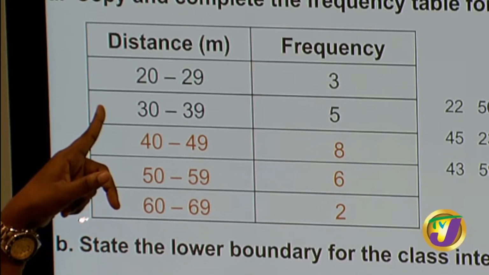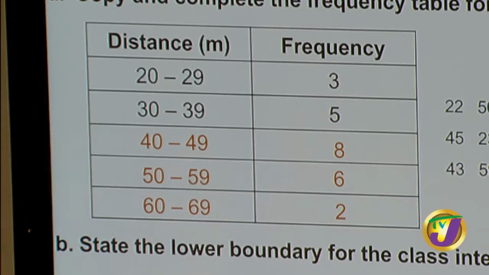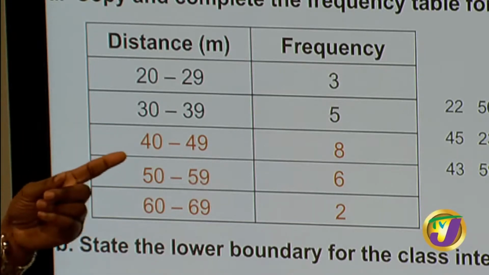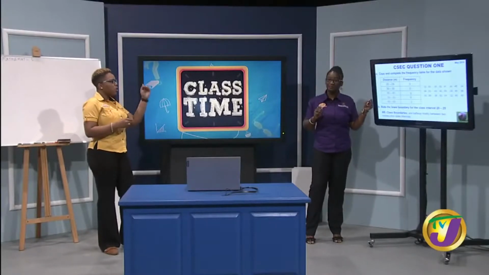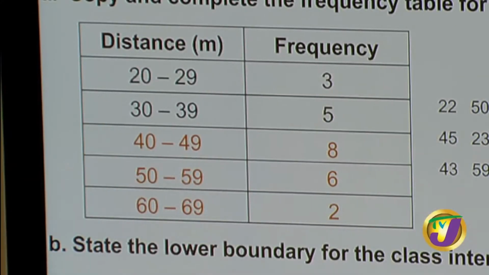So I'm seeing a correlation there. The upper boundary for the 20 to 29 class interval is 29 and a half, or 29.5, and the lower boundary for the 30 to 39 class interval is also 29 and a half. So the upper boundary and the lower boundary for 2 consecutive class intervals are the same. They correspond. So the upper boundary for a class interval automatically becomes the lower boundary for the next class interval.